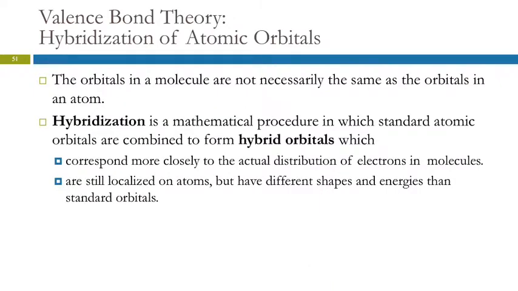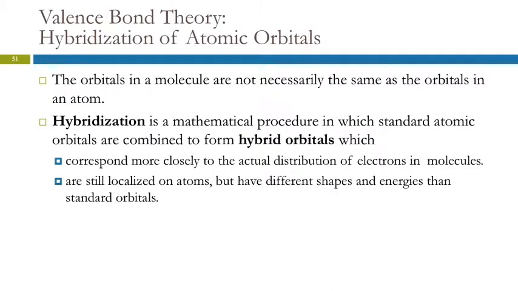Well, so far we've been assuming that the orbitals in a molecule are the same as the orbitals in an atom. And that's probably not true. Hybridization is a mathematical procedure in which we take the standard atomic orbitals and we combine them to form hybrid orbitals. So what are orbitals, after all? They're regions of probability. They are wave functions where an electron is likely to be found. You can take those functions and combine them together. It's a little more complicated than averaging, but it's along the same idea.